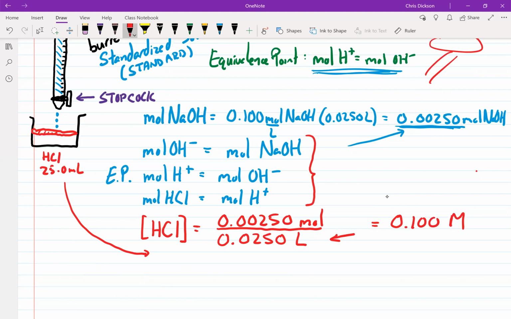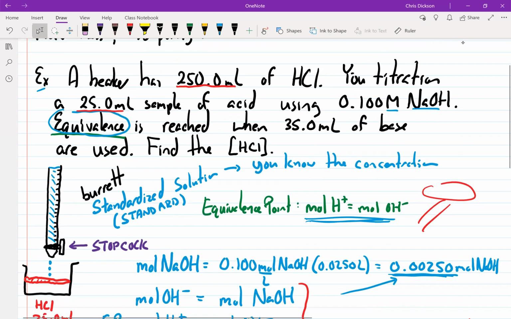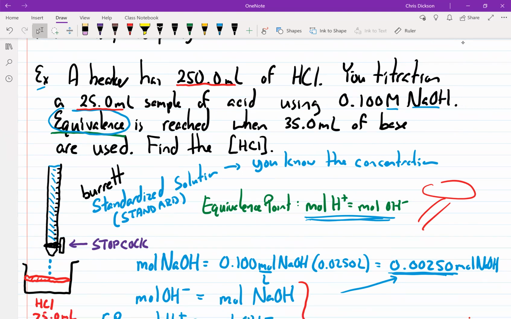Let's see if that makes sense. I'm going to double check my math here: 25 divided by 0.025, so I'm getting 0.1. Let's see if this makes sense. I'm going to take a look at what we started with. Actually, sorry, my bad. Sorry, guys. Let's try that again.